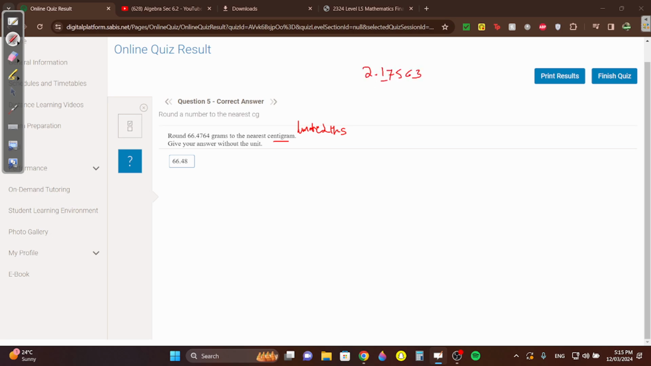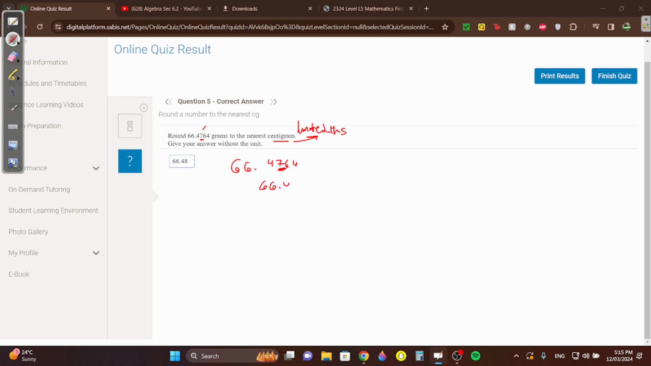2.17563. 1 is the tenths, 7 is the hundredths, 5 is the thousandths, this is the ten-thousandths, and this is the hundred-thousandths. This is really, really old stuff. Centigram is always the hundredths, the second one. So they want me to round 66.4764 to the nearest centigram.